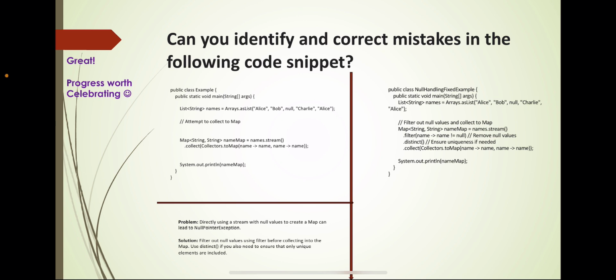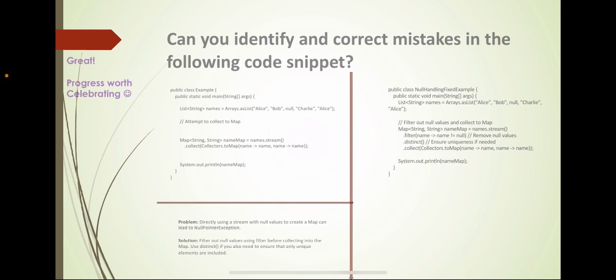So in order to correct this particular code snippet, what you need to do is go to names.stream and then filter name not equal to null, and then give a distinct if required, to ensure uniqueness if needed. So filter out the null values using a filter before collecting into a map, and use distinct if you need unique values. These kinds of questions come up in most of the interviews. Since it's the first level, it is comparatively simple.